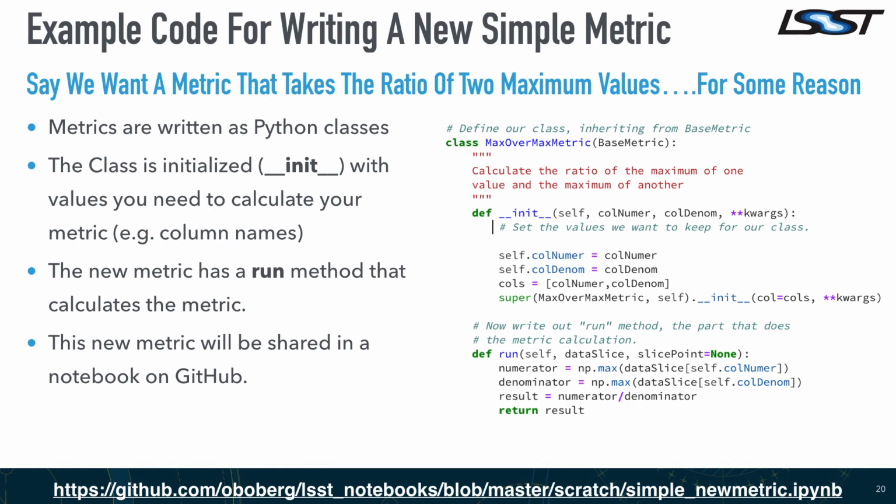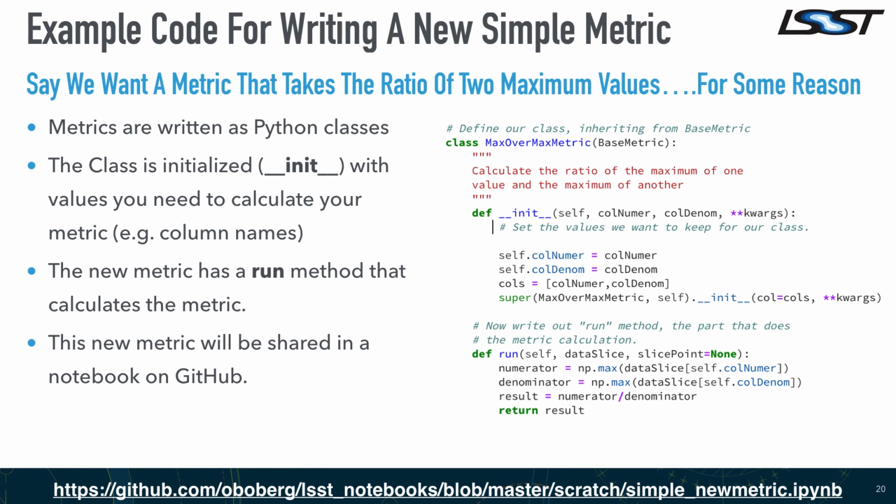In this case, we need a column that's going to be the numerator and a column that's going to be the denominator, and that's all you really need to set up. And the next thing that you have to write is this run method, and don't worry about the fact that it says data slice and slice point. That's not something that you really have to worry about unless you're writing a more complicated metric. Again, this all goes into Python inheritance, but what you really have to work out here is, given how you set everything up in the initialize method, the very first part of this class, what you'd like to do with that data.